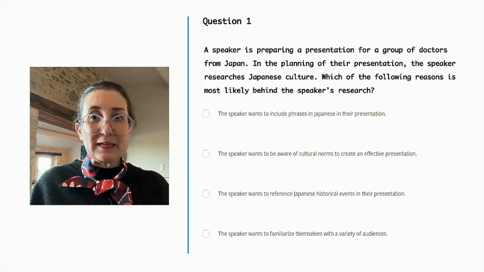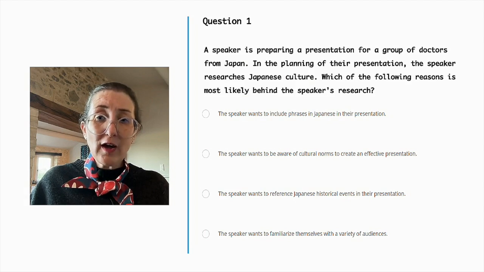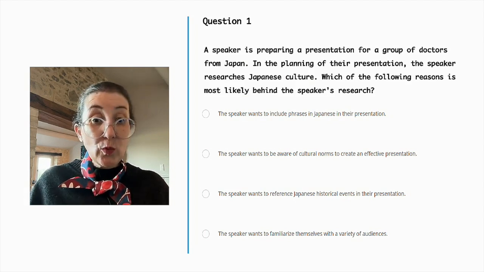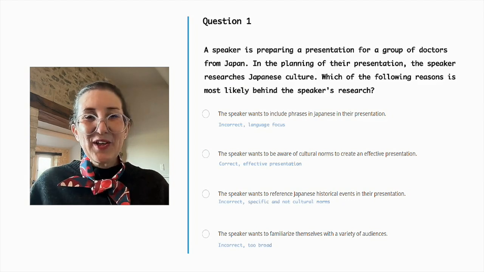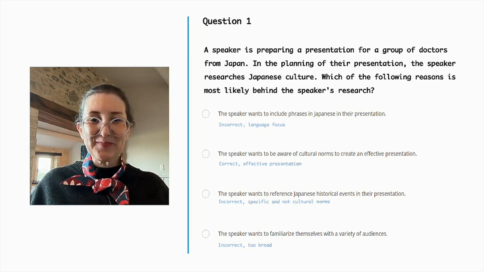Including phrases in Japanese is more about language than culture, and referencing historical events is specific and not directly related to cultural norms. The speaker wants to familiarize themselves with a variety of audiences is too broad, so we can eliminate those three. The correct answer is the speaker wants to be aware of cultural norms to create an effective presentation, as understanding cultural norms is crucial for effective communication and presentation.